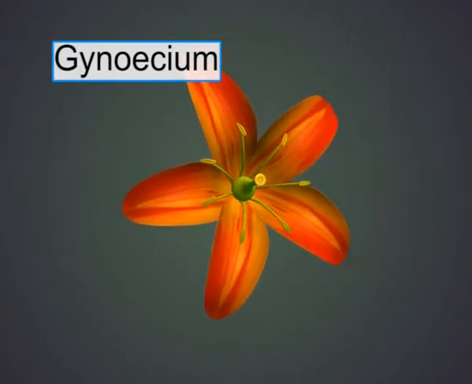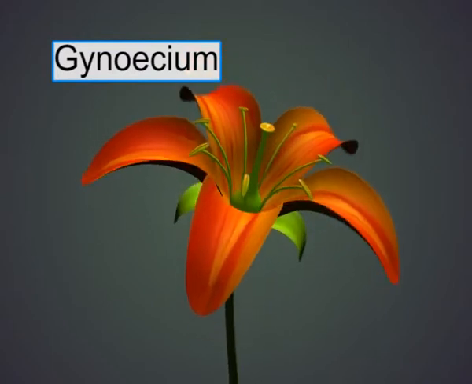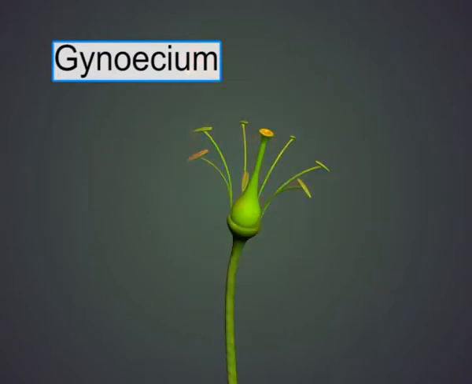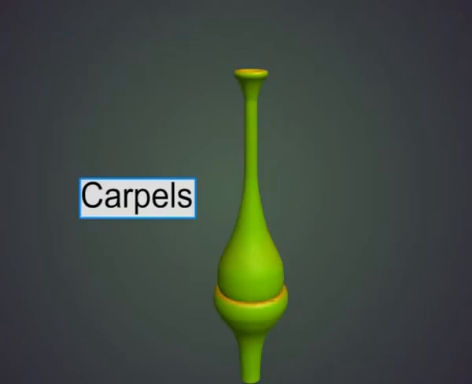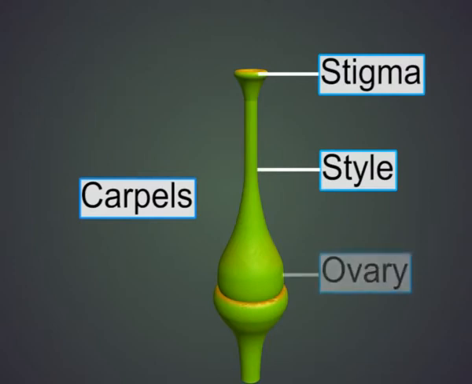Gynoecium is the term for the innermost or central whorl of the flower appendages, that is the carpels. The female reproductive part, that is carpel, consists of the stigma, style and ovary as shown in the visual.